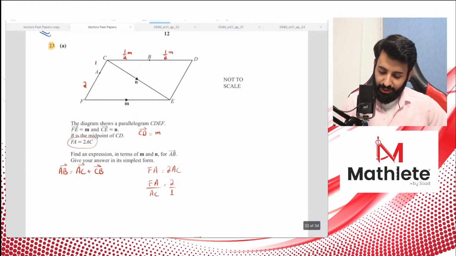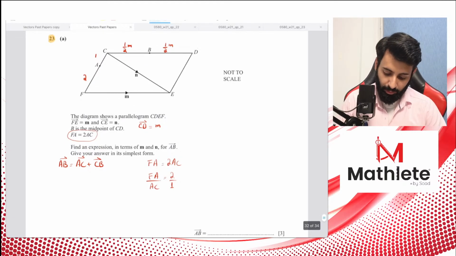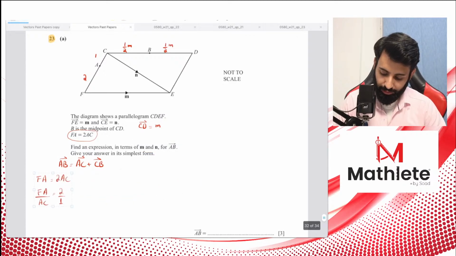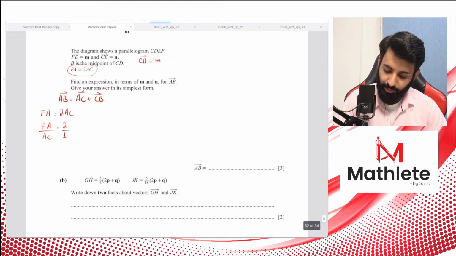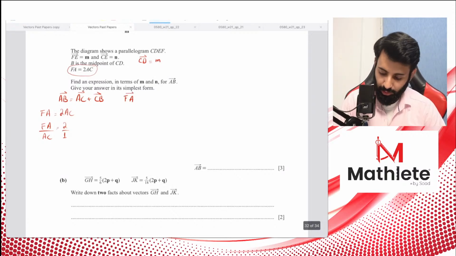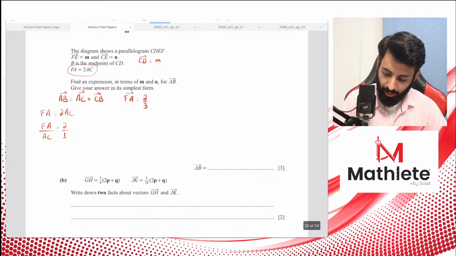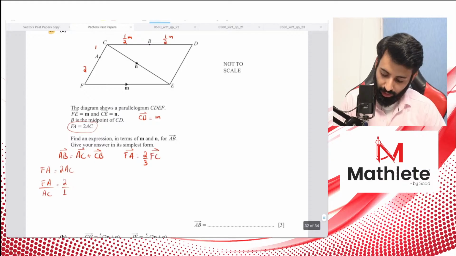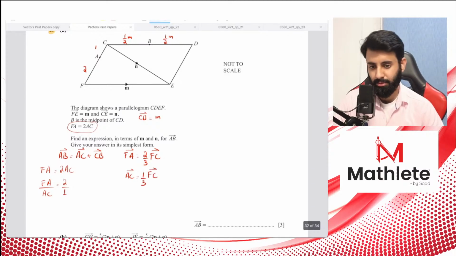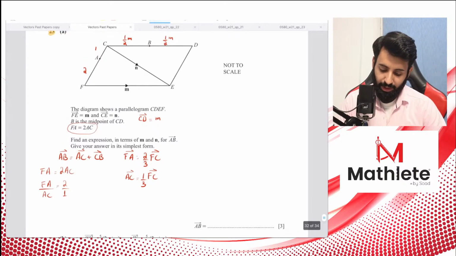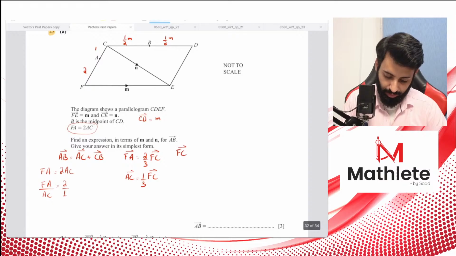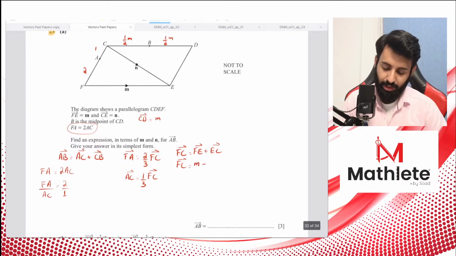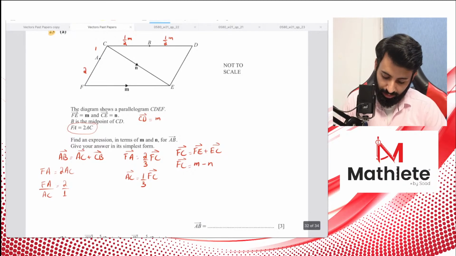Now the problem is, like I said, we don't have FA and we don't have AC. But what we can do is write both of them as a fraction of the total. So I can say that FA equals 2/3 of FC, and at the same time I can also say that AC is equal to 1/3 of FC. Now we go about trying to find out FC. So FC we can find by doing FE plus EC. So FC is going to be equal to M minus N.